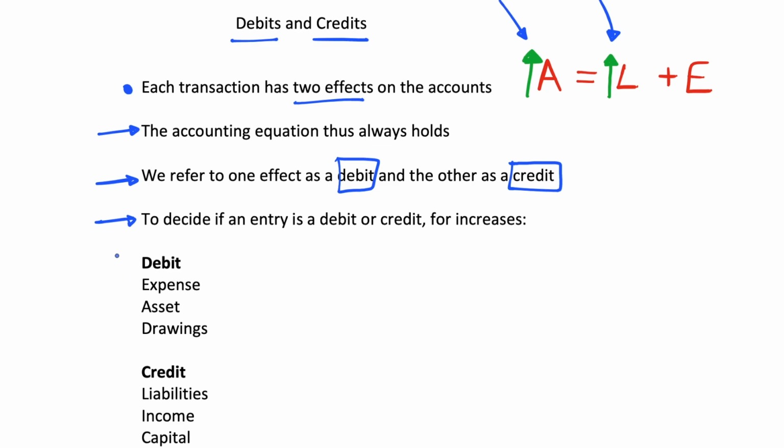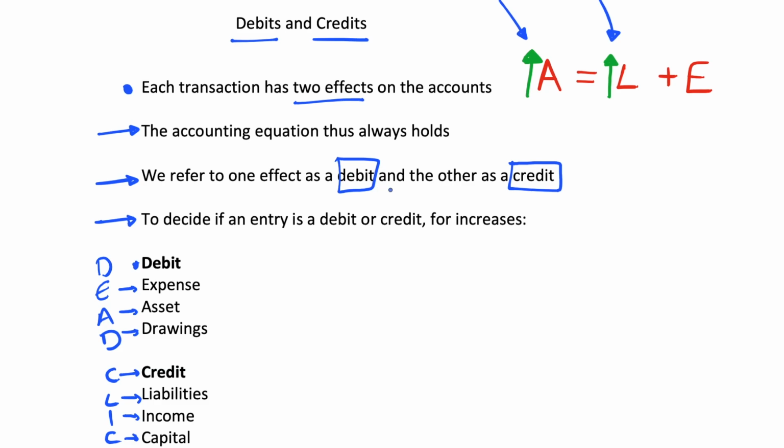So the one that I use is this DEAD, if my pen works, DEAD CLIC. There we go. So if we look at the first letters of each of these things, the D is obviously going to be for debit, and we just remember expense, asset, drawings, and so this gives us DEAD. And then credit gives us C, liabilities L, I is income, and C is capital.